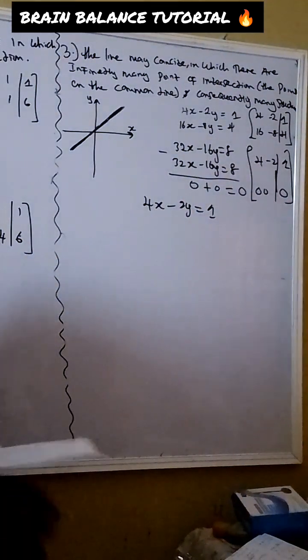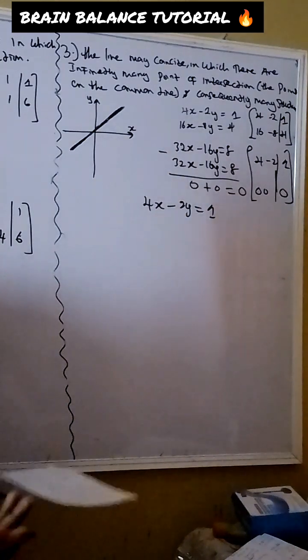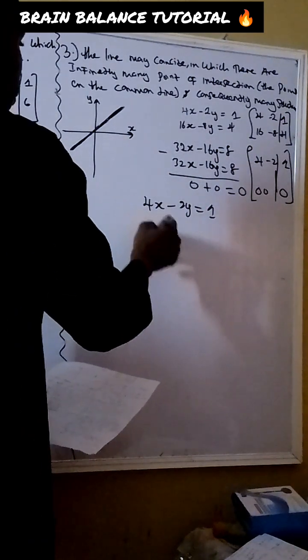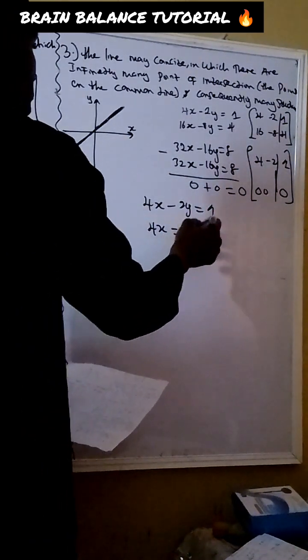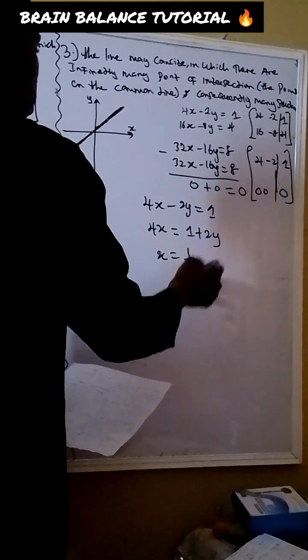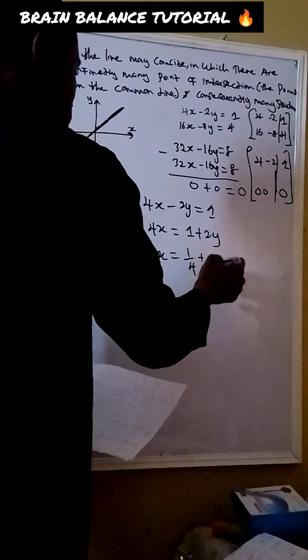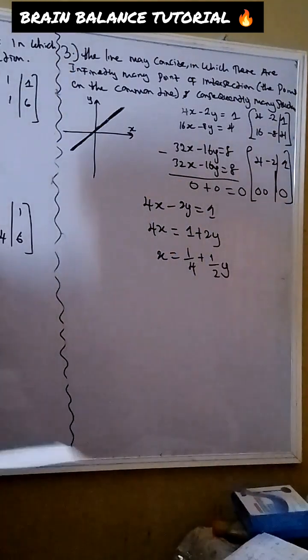So at this point, you know that we can actually make it look like the equation of a line, a single equation of a line. And how? You have 4x equals 1 plus 2y. Then from there you have x equals 1 over 4 plus you have your what? Your 1 over 2 y. Are you getting what I'm saying?